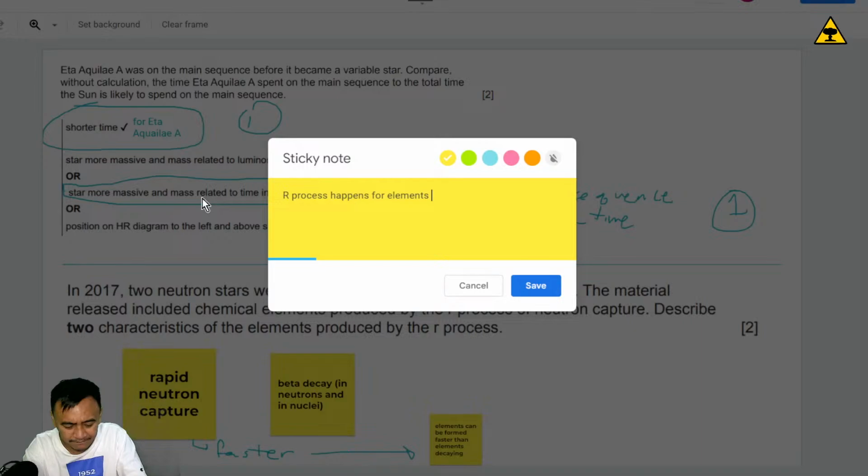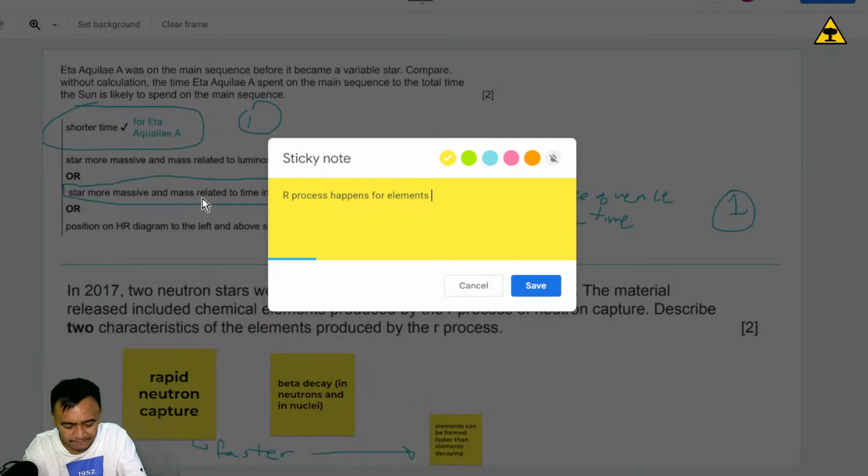So again, this third point is important because the R process cannot happen for elements that are lighter than iron. Okay, it has to happen for elements heavier than iron. All right. So correct, you got your points there because you said rapid neutron capture earlier, right? Oh, sorry, you get 1 mark.